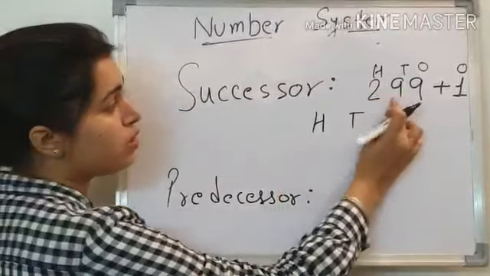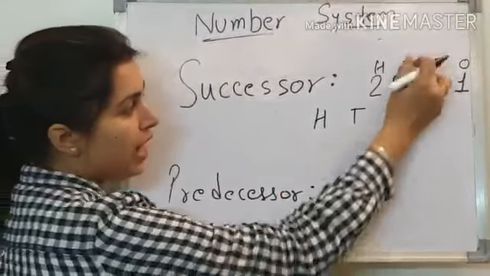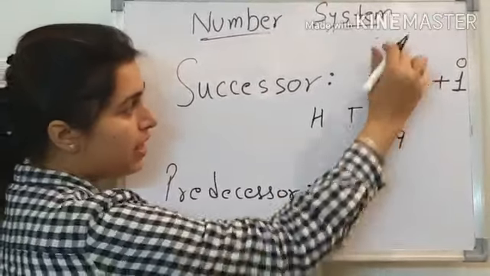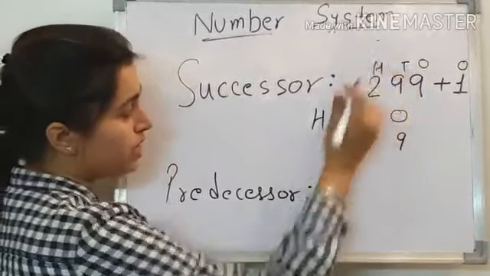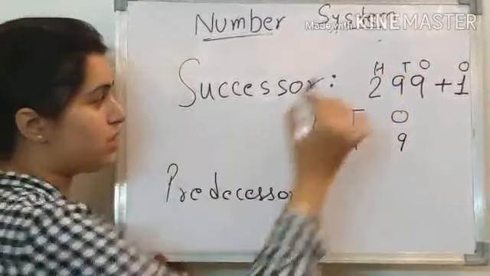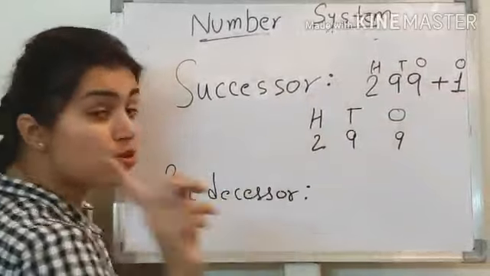Like the first number is 299. So 9 is at ones place, again 9 is at tens place and 2 is at hundreds place. First one is done. Okay, now the second number is 1.